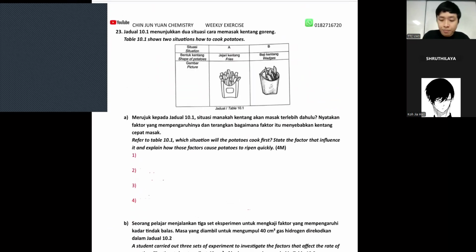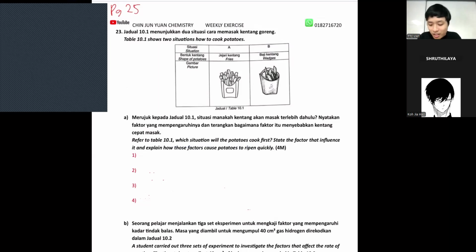Page 25. So this one they ask for French fries, fries and wedges. It shows two situations to cook potatoes. Refer to table 1. Which situation will the potato cook first? State the factor that influences it and explain how this factor causes potatoes to ripen quickly.